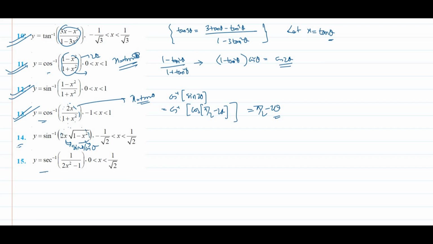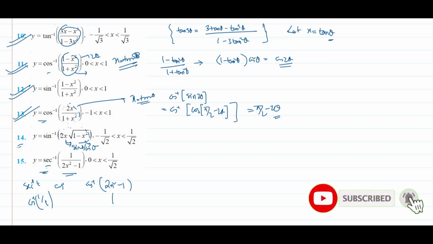And finally coming to here, sec inverse of this whole thing. Now this may look a bit unfamiliar, but if you look closely, sec inverse of t is equal to cos inverse of 1 by t, right? So sec inverse of 1 by 2x square minus 1 is equal to basically cos inverse of 2x square minus 1. And if you look further closely, if you just replace x by cos theta, you will be getting 2 cos square theta minus 1. 2 cos square theta minus 1 will be equal to cos 2 theta, and cos inverse of cos 2 theta is simply 2 theta. So you can differentiate it that way.